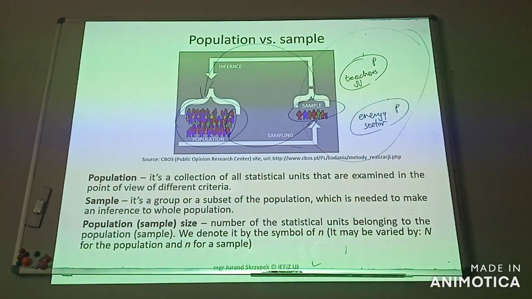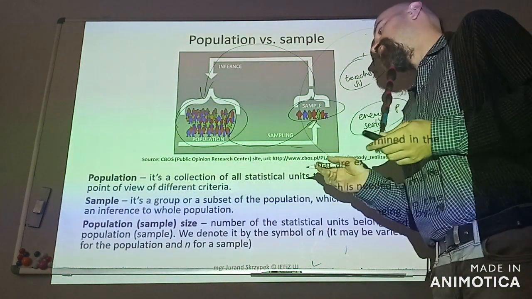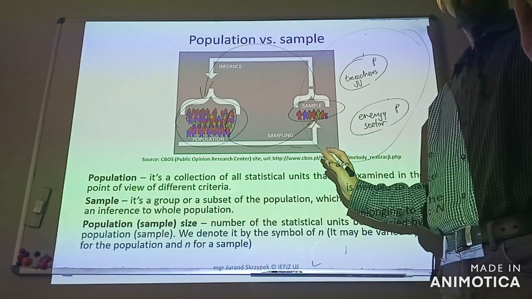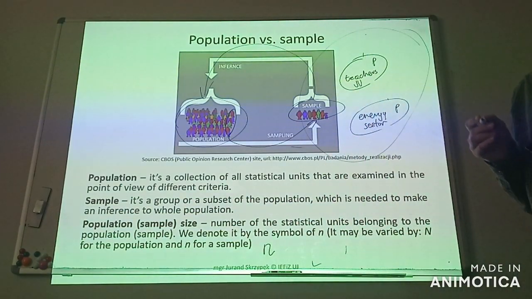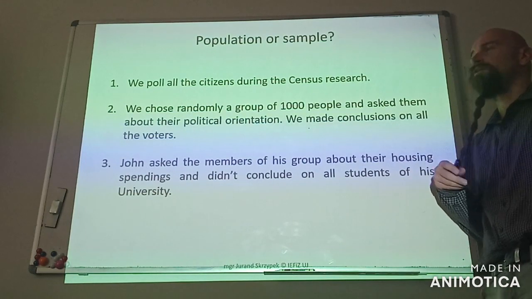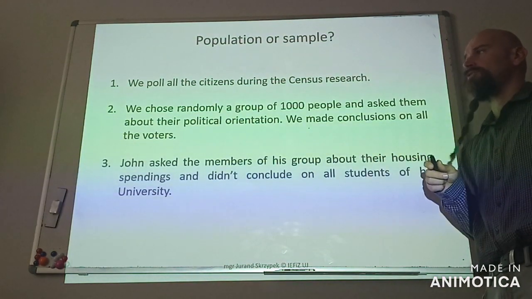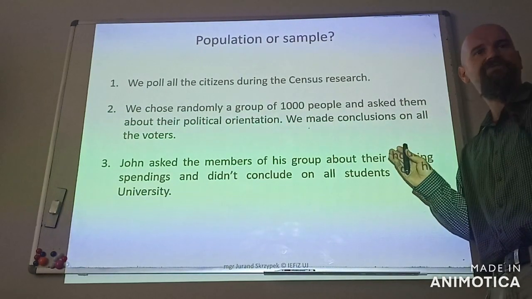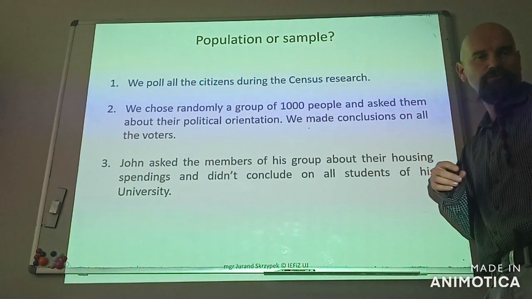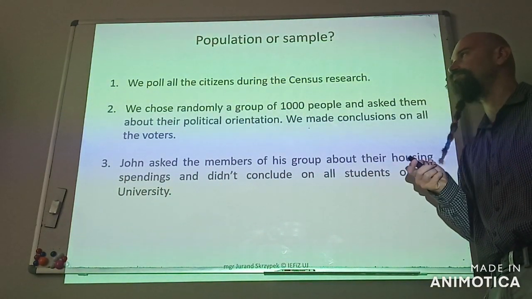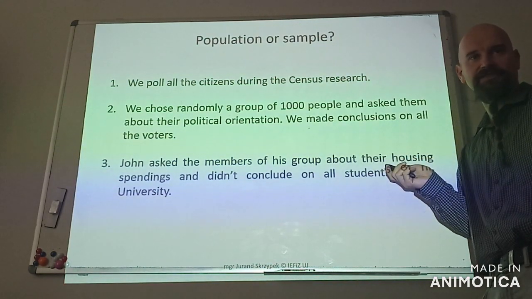And at the end, the population size is the number of statistical units belonging to the population. The statistical symbol is N. It determines the population size. Here we have the first exercise. Try to prejudge in which situation we have a population, in which situation we have a sample. It's your task.